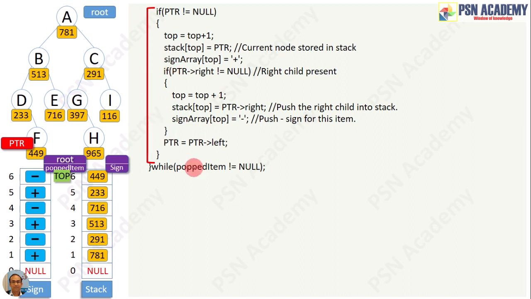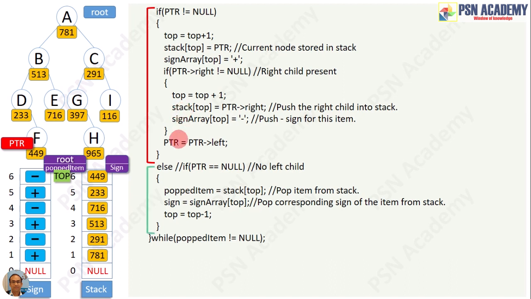The cycle is over. You check popped item. It's still not null. So you run this do while loop. But at this time, this if condition will not work. So we go for this else part, which will be executed when PTR is null. So here we have PTR is null. So we execute these three statements.